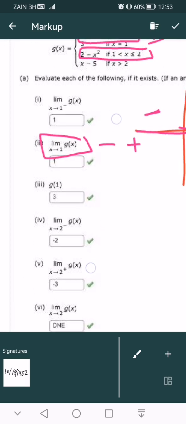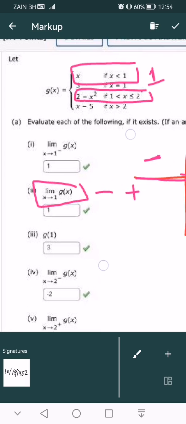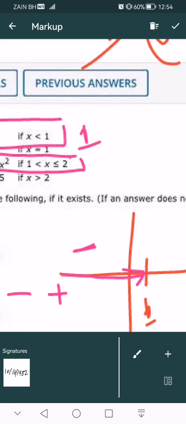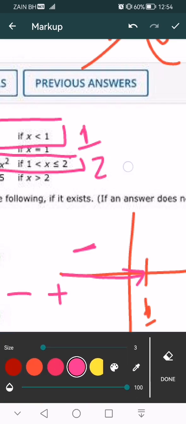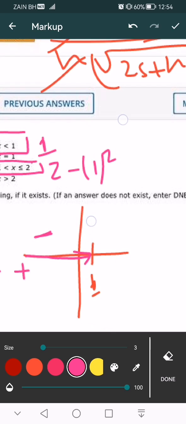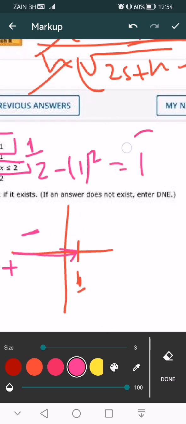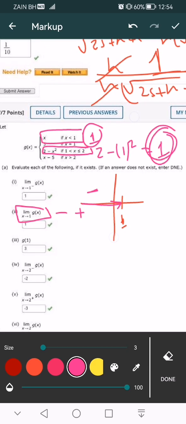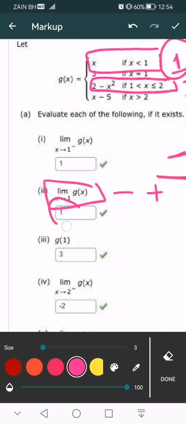Okay, so x goes to the left side. I want to substitute again here 2 minus 1 square. That will be 2 minus 1, which is equal to 1. So the right side is equal to the left side, because this one is the left side and this one is the right side. So the value will be the same.